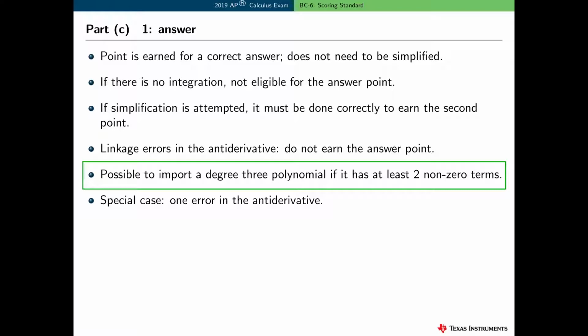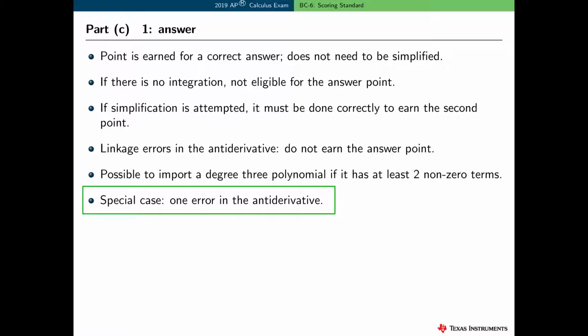Without going into the scoring details, it was possible for a student to import a degree 3 polynomial from Part A if it had at least 2 non-zero terms. The student could still earn 2 points in Part C. And there was a special case here, as mentioned on the previous slide. If there was one error in the antiderivative, it was possible to still earn only the answer point.